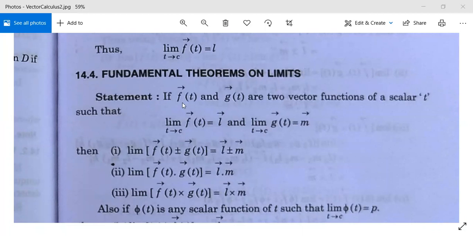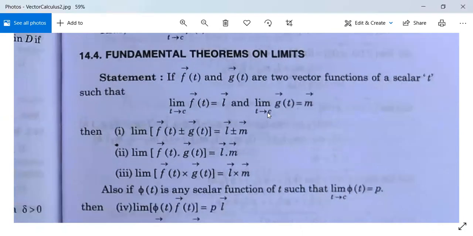See the statement. If vector f(t) and vector g(t) are two vector functions of a scalar t, such that limit vector f(t) is equal to vector L and limit vector g(t) is equal to vector M, in both t is tending to c, then first, limit vector f(t) plus minus vector g(t) is equal to vector L plus minus vector M. Limit vector f(t) dot vector g(t) is equal to vector L dot vector M. This is actually dot product. Limit vector f(t) cross vector g(t) is equal to vector L cross vector M. This cross is vector product.